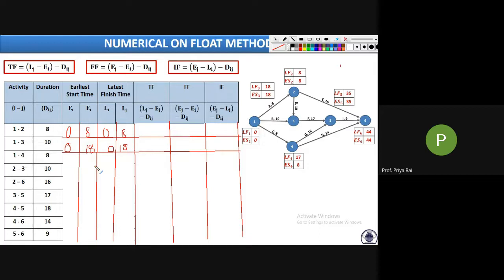Are you doing it, everyone? Yes, ma'am. Simply see this diagram and just fill. Complete? Complete? No, ma'am.